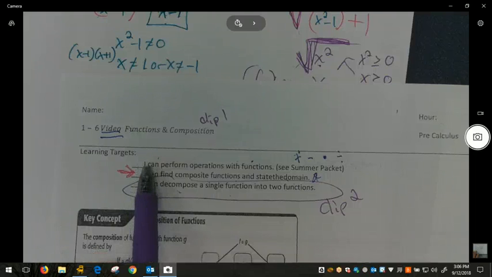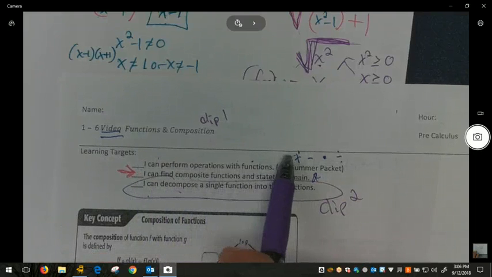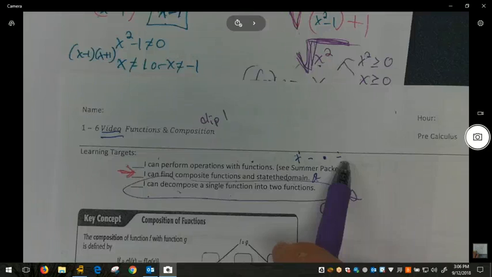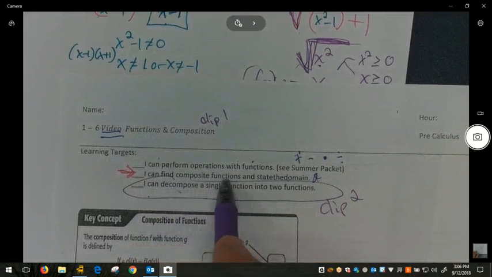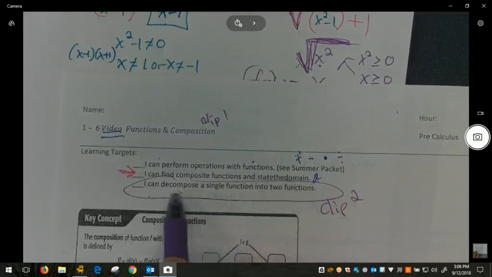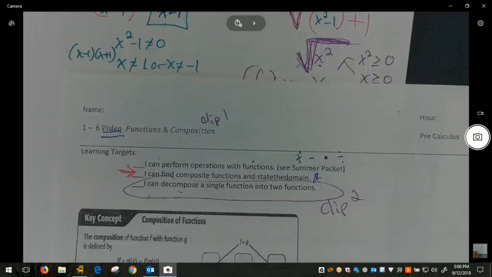Again, the first one was in your summer packet, performing operations of addition, subtraction, multiplication, and division with functions. The first clip that we watched the other day was finding composite functions and state the domain. And now we've looked at how to decompose a single function into two functions.